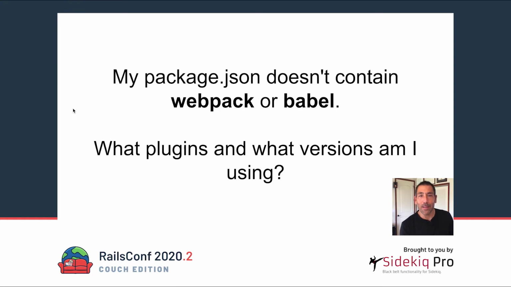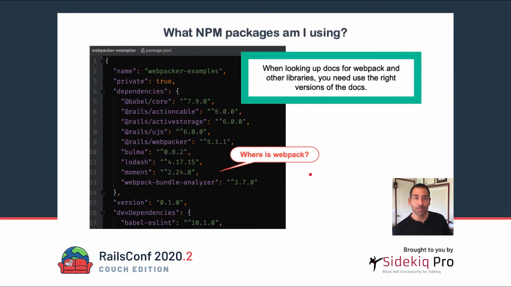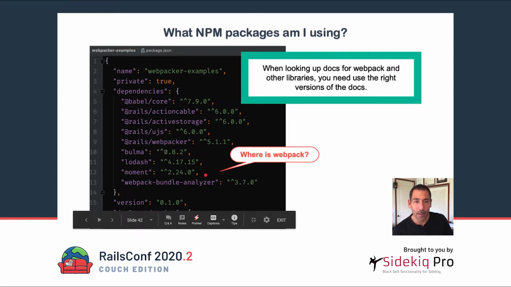So maybe you've noticed that your package JSON doesn't contain Webpack or Babel. What plugins and what versions am I using? Well, let's take a look at how your package JSON might look. And this is from the demo application that I've got up on GitHub. So Rails puts in a bunch of these things by default, puts in Rails Webpacker. And here are a couple things that I added for my project, just to show you off some big, large bundles from Lodash and Moment. And I put in the Webpack bundle analyzer. But where's Webpack? It's very strange.